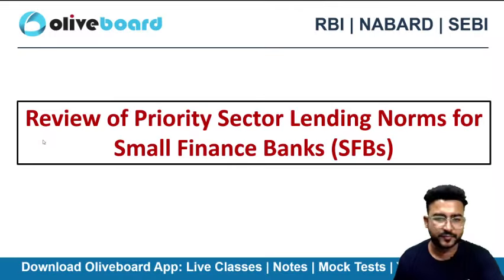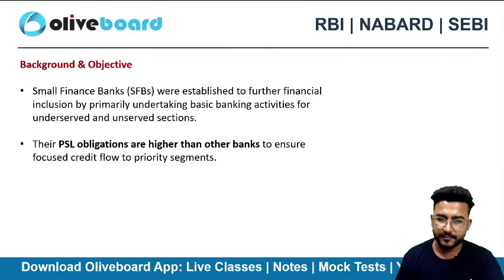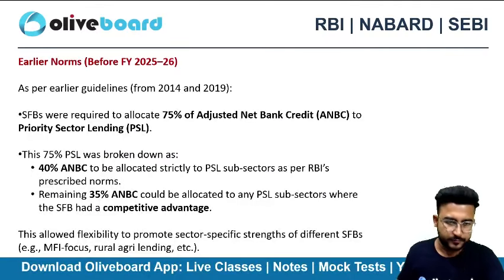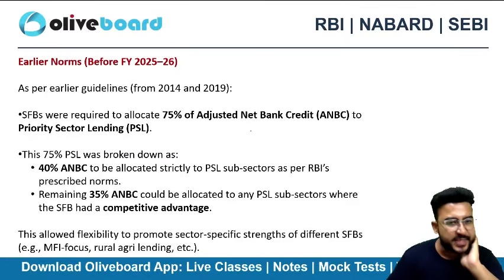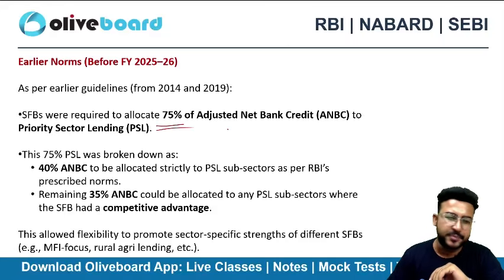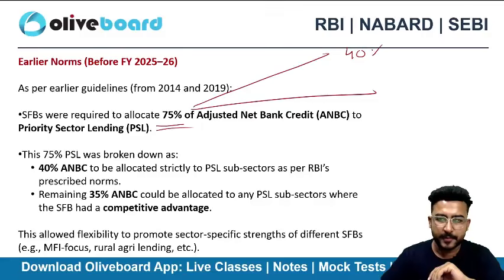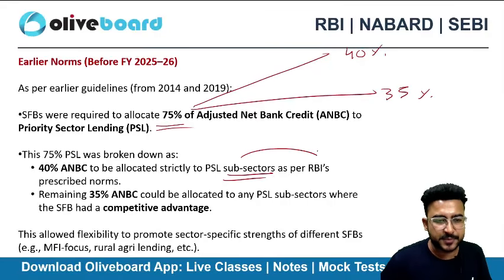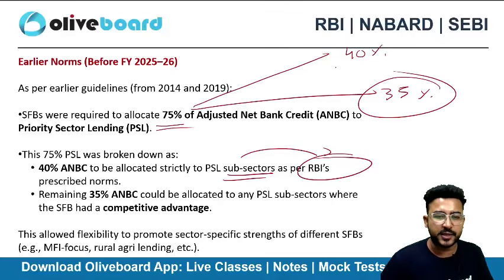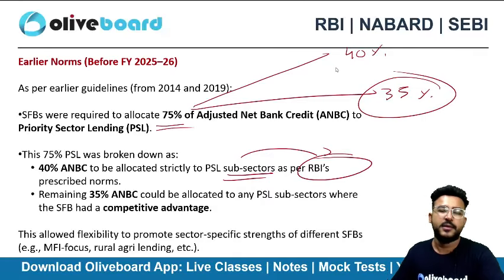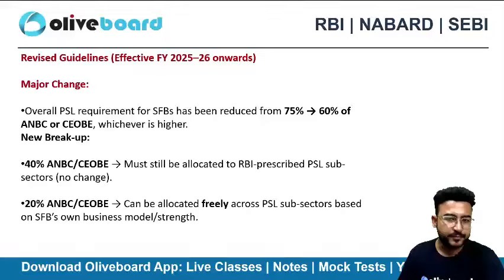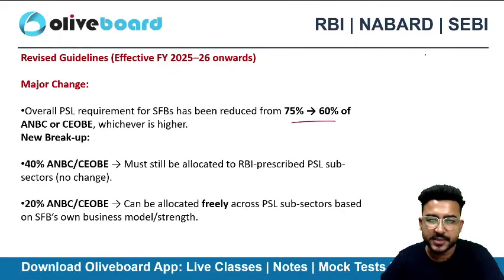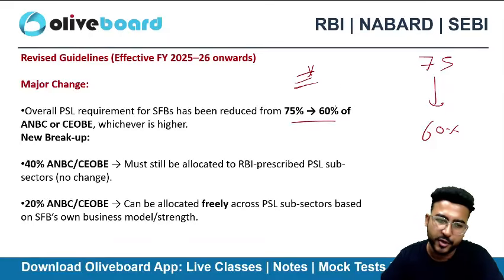Okay, let's have a look. The SFBs were required to allocate 75% earlier, right? 40 plus 35. 40 was to the select subsectors as per the RBI's prescribed norms, and the rest of the 35% anywhere as per their will. Now it is reduced to 60%. So from the 75%, now it is 60%, and this can be very, very important for your examination.